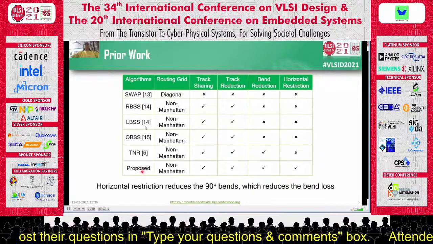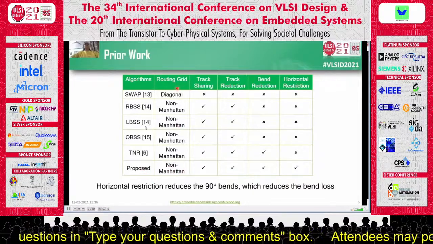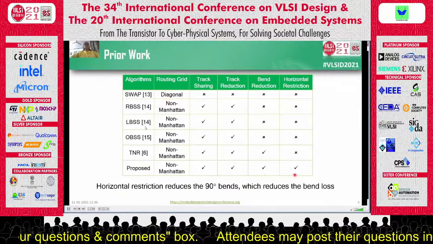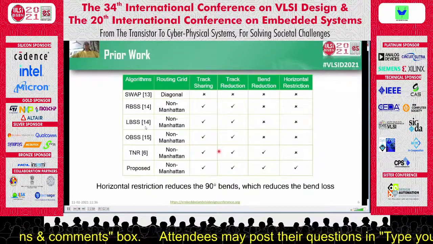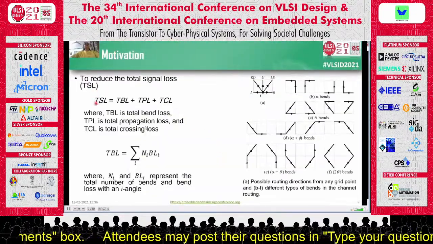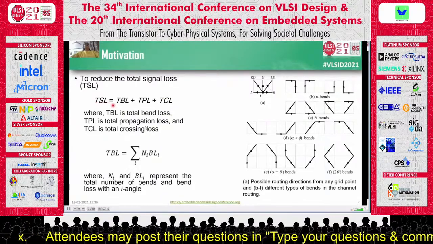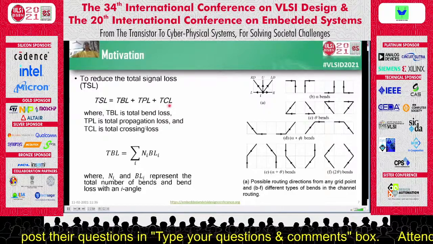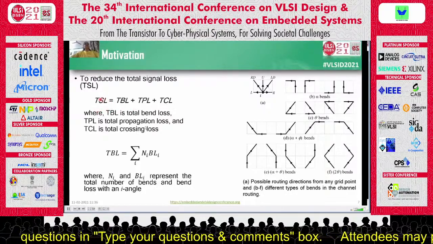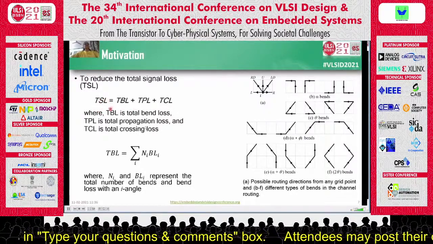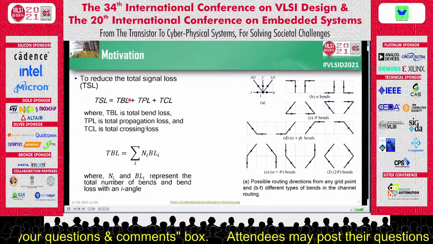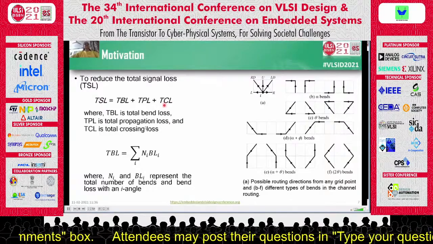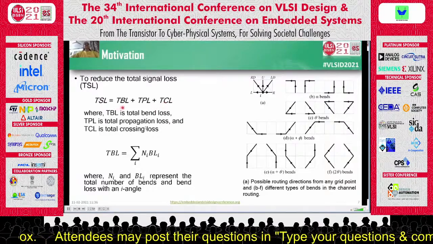In the proposed work, we have used a non-Manhattan routing grid, and all four channel routing parameters are satisfied. The total signal loss depends upon the bend loss, propagation loss, and crossing loss. Our aim is to minimize the total signal loss, which highly depends upon the total bend loss, as the propagation loss and the crossing loss are significantly smaller than the bend loss.